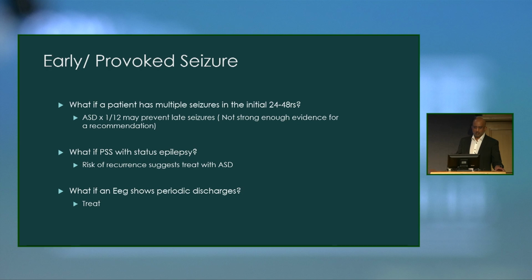What if post-stroke seizures would state as epilepsy in the initial phase? Studies have shown that this increases the chances of later seizures, and so you'd put everyone onto anti-seizure drugs. What if an EEG shows periodic discharges in that early phase? I'd treat the patients in this case.